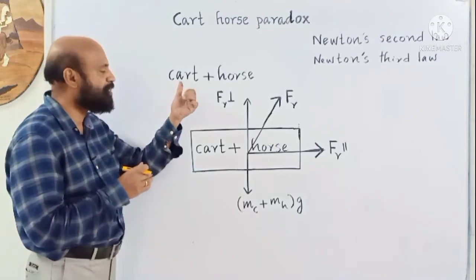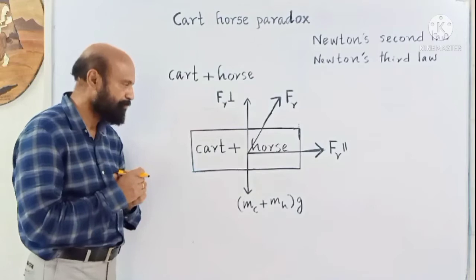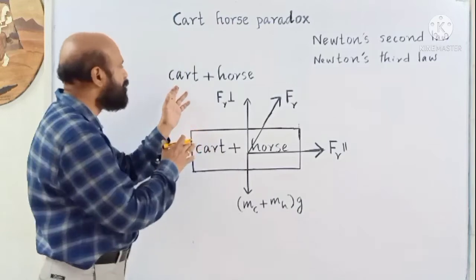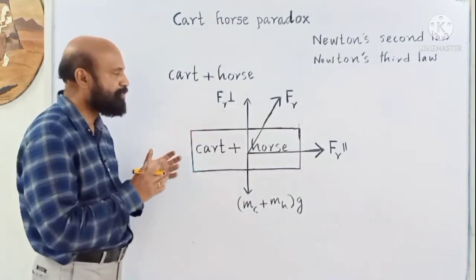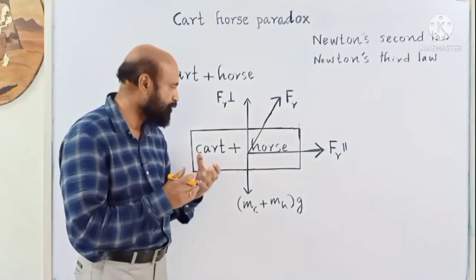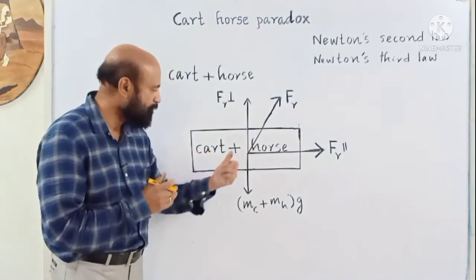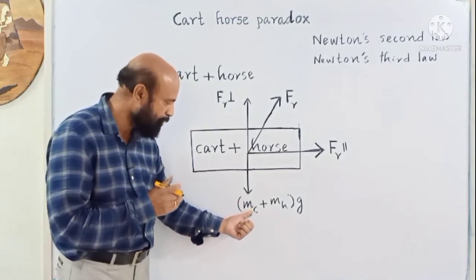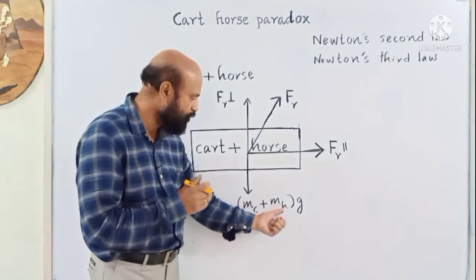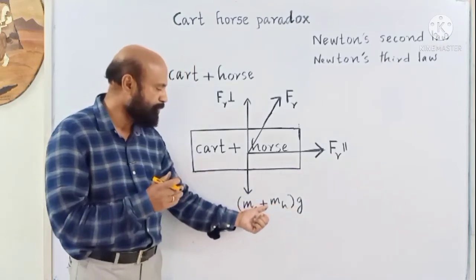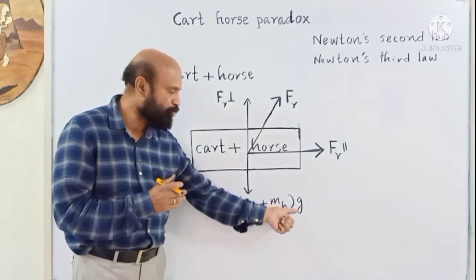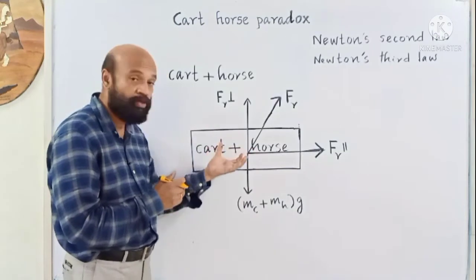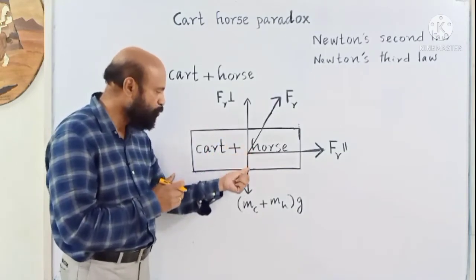So first, let us consider the cart and hose as a system. Next, the hose as a system, then the cart as a system. First, together, the cart and hose as a system. Now let us identify the forces acting. The mass of the cart is represented as mc, and the mass of the hose as mh. So the total mass is mc plus mh, multiplied by the acceleration due to gravity. This is the gravitational force acting on the system in the downward direction.